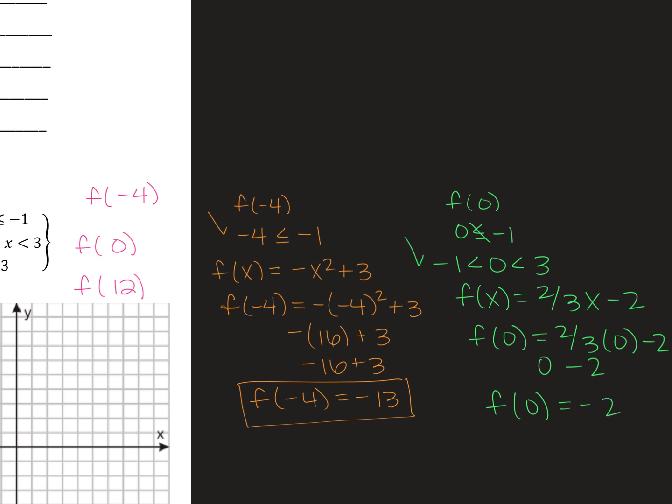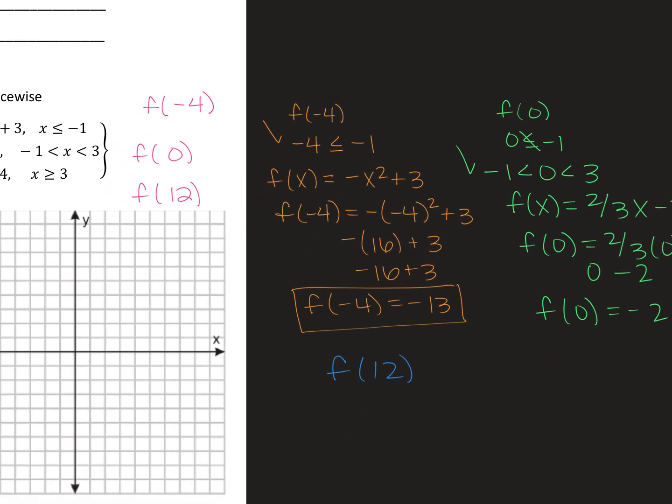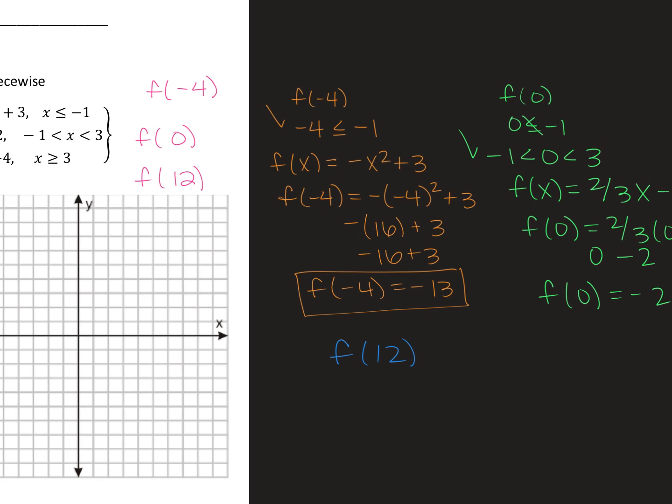From here, if we do f of 12, we've got to try out our inequalities. So we're going to have, is 12 less than or equal to negative 1? Is that true? Nope. So can't use that one. Is negative 1 less than 12, which is less than 3? Is that true? No, can't use that one.